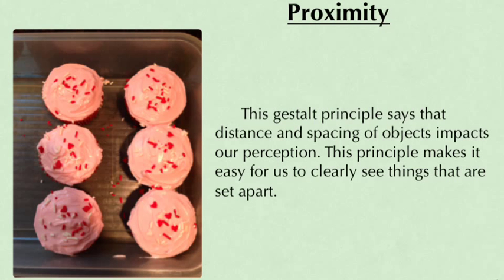Additionally, if one cupcake from each column were pushed together, it would be easy to see that they are spaced differently from the others. Proximity affects our perception because it allows us to see order in different objects, and when it is altered, it allows us to easily see when objects are out of place.